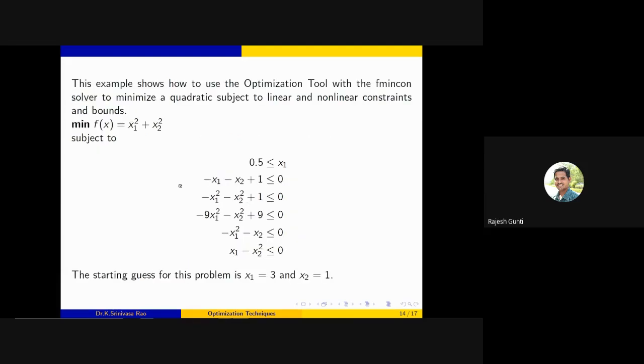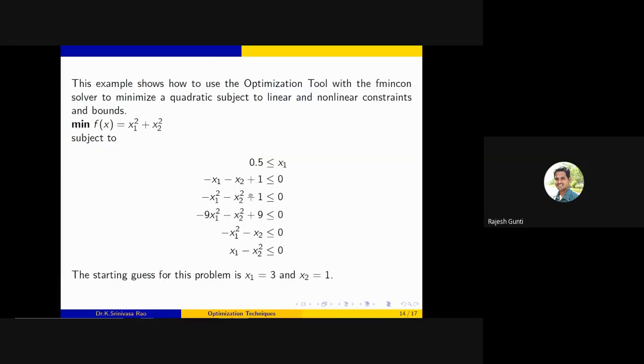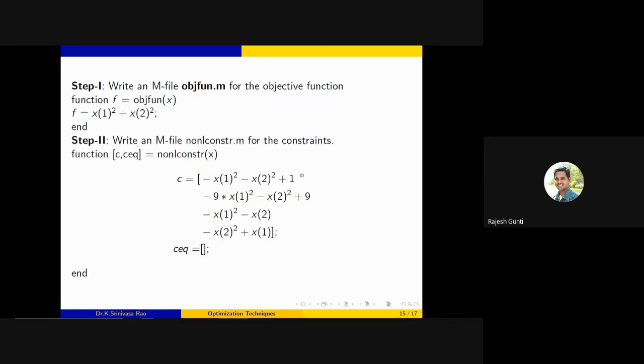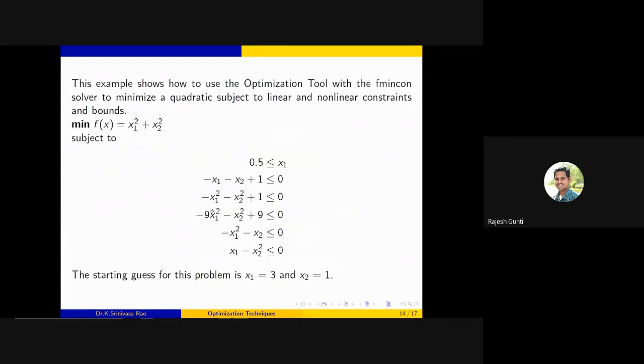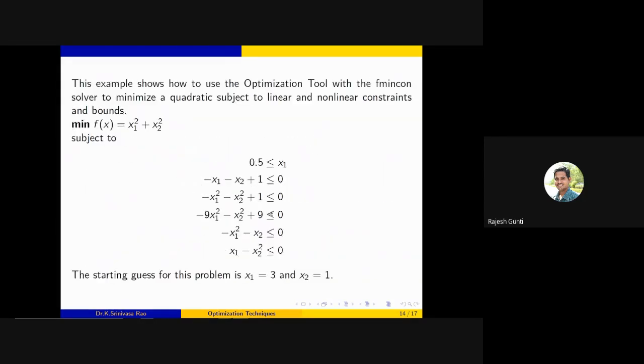Inequality constraints are there. Four equations I entered. Minus x1 square, minus x2 square plus 1 is less than or equal to 0. That is the first constraint. The second constraint: minus 9x1 square minus x2 square plus 9 is less than or equal to 0. That's the second inequality constraint.